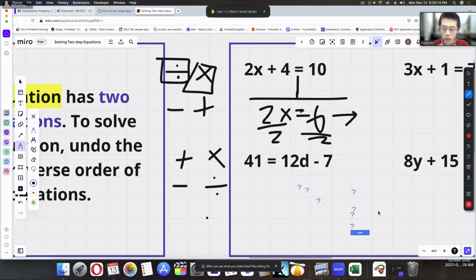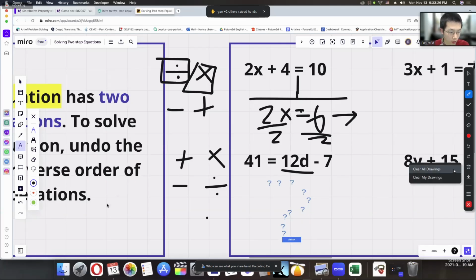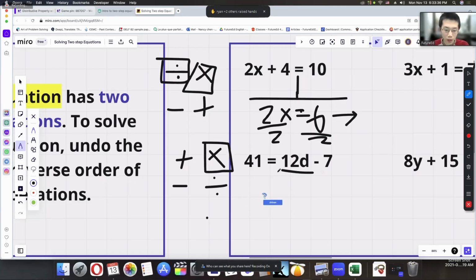Ryan, can you please stop putting question marks on the screen? So if you look on the screen, the 12d is the same as 12 times d, right? Do you know that, Nicole? Yeah. So 12d is 12 times d, which means multiplication is being used. What's the other sign you see on the screen? Minus 7. So minus 7, is that addition, division, subtraction, or another multiplication?